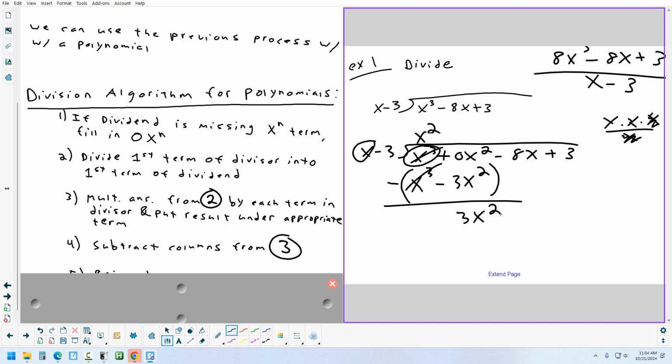Any question on that step? Yes? Sorry, I probably should ask it. Where did the negative 3x squared come from? That came from multiplying x squared times negative 3. Oh, right.